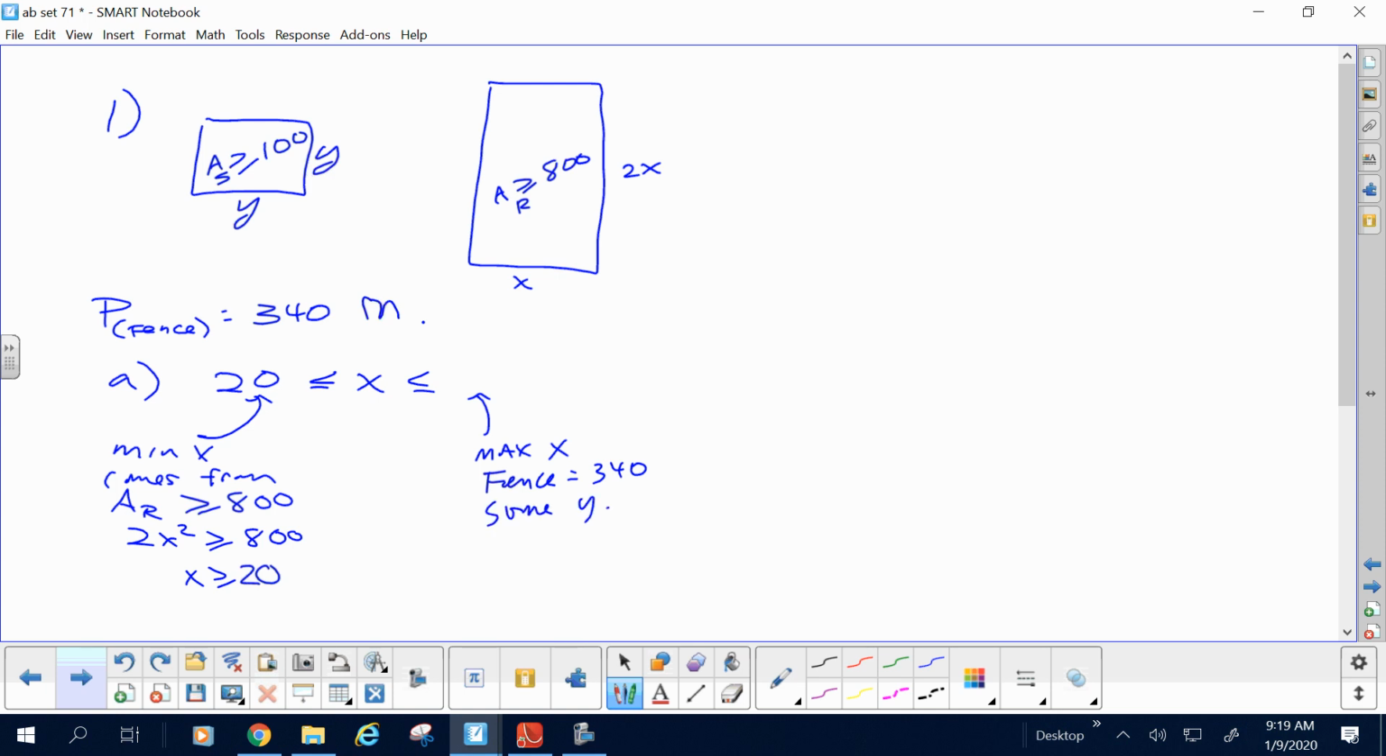So let's talk about that. Wouldn't I get the greatest possible x when I use how much y would I use? If I want the biggest x, then that would mean the least y. All right, so let's talk about that. What's the least y? 10. Do you agree?